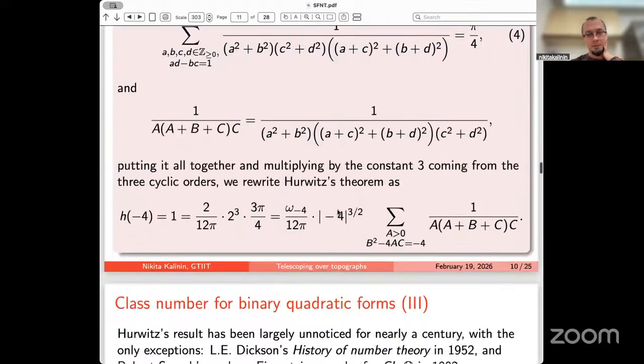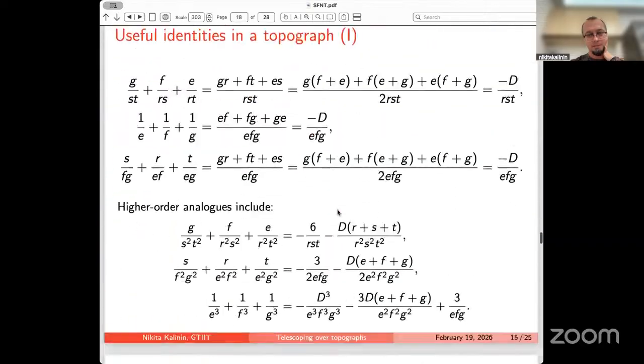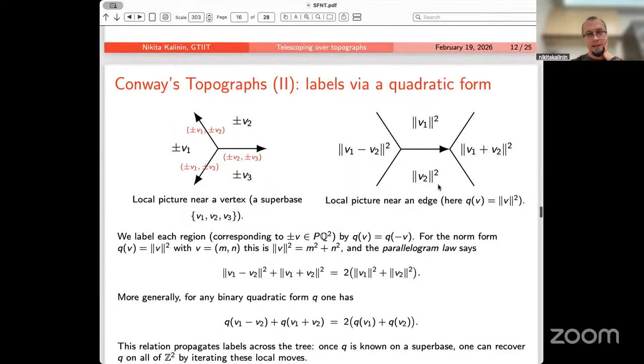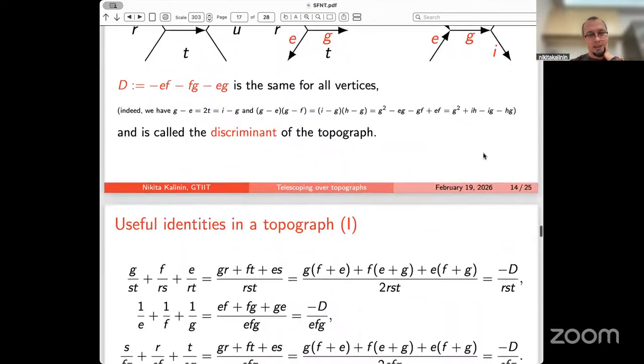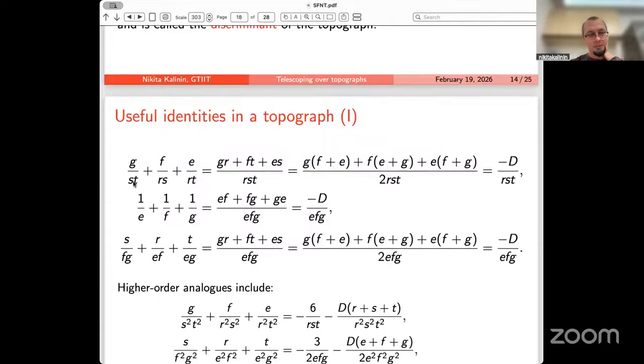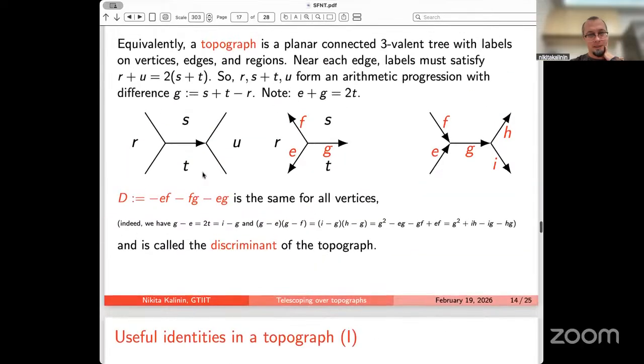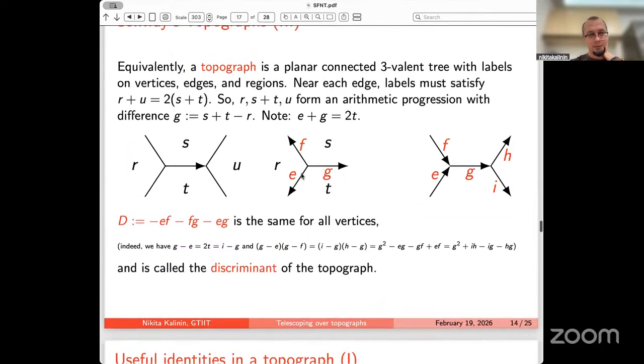So this corresponds to the picture here. I have three vectors, and one of them is the sum of the other two. Now let's look at this identity. Here I have G divided by S T, or F or E. So what are E, F, and G? E, F, and G are what I have on edges. And what do I have on edges? I have S plus T minus R. So for example, I have the length of x squared plus the length of y squared minus the length of x plus y squared. So that's exactly the scalar product.